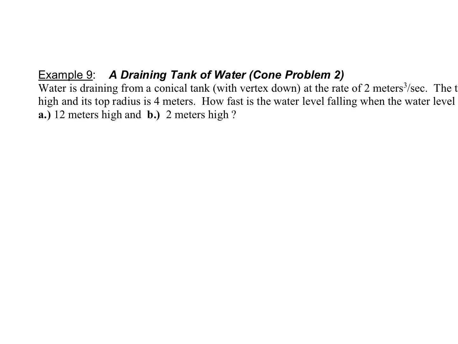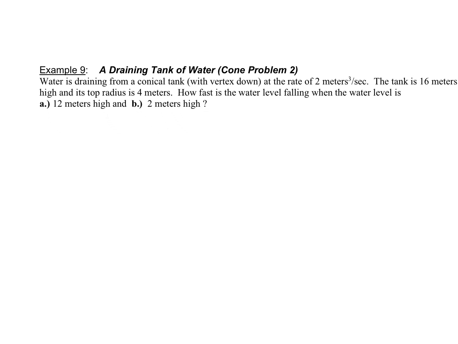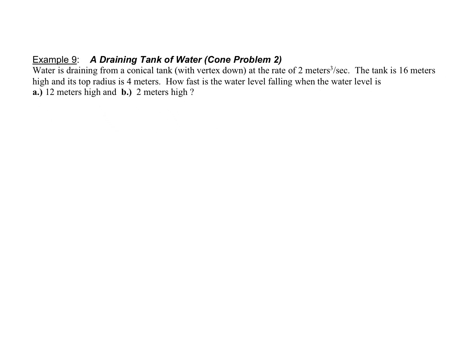So we've got water draining from a conical tank with the vertex down at a rate of 2 meters cubed per second. The tank is 16 meters high and its radius at the top is 4 meters. How fast is the water level falling when the level of the water is 12 meters high and when it is 2 meters high? Again, we're just going to do one of these because it's going to be the same process. So we will just do letter A.